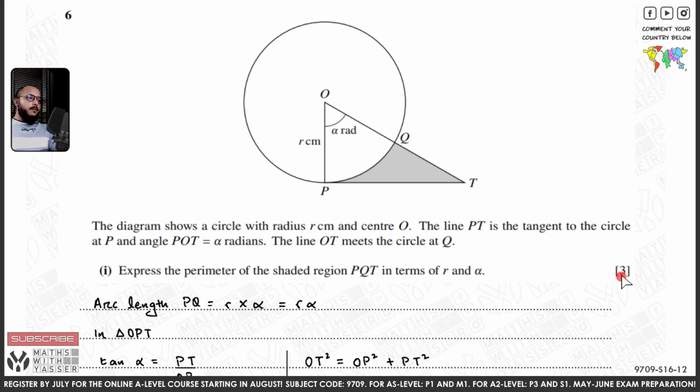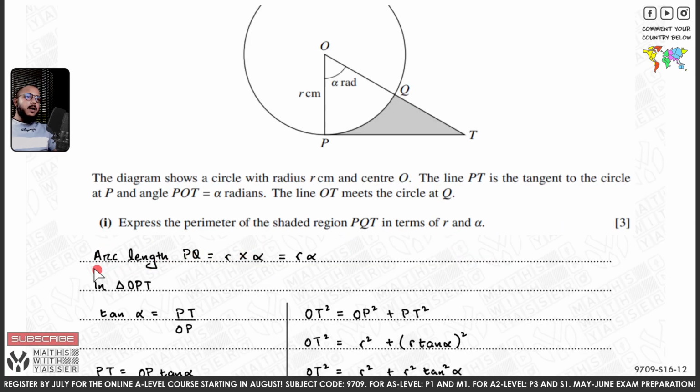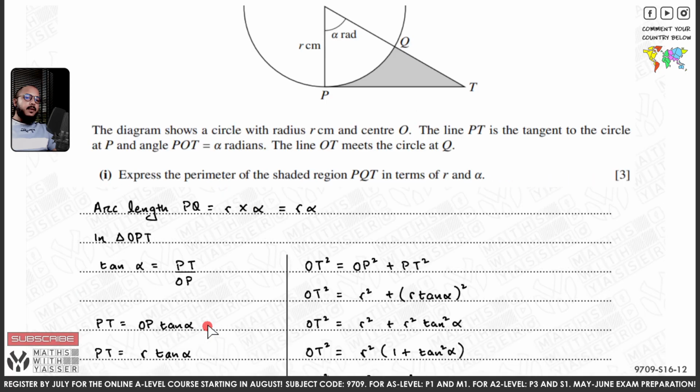This question consists of 3 marks. So arc length is the easier one. Arc length PQ must be r theta, and that's the formula. Arc length is r theta. So over here, the radius is r, and the theta, which is the angle, is alpha. So it will be r alpha. In triangle OPT, tan alpha is opposite by adjacent. So it will be PT over OP. So PT is equal to OP tan alpha. So PT must be R tan alpha because OP is R.